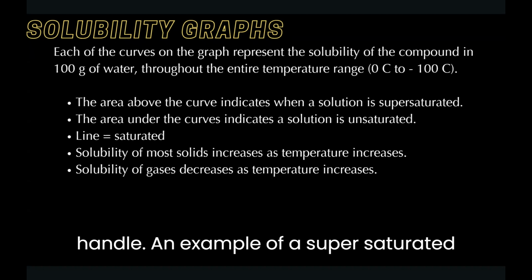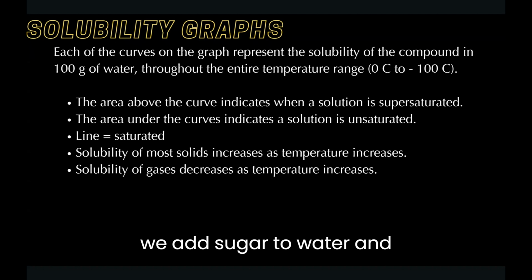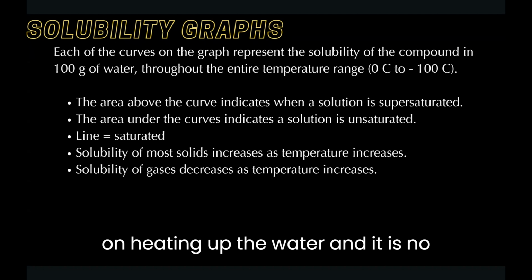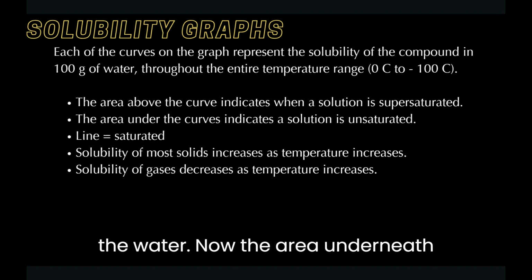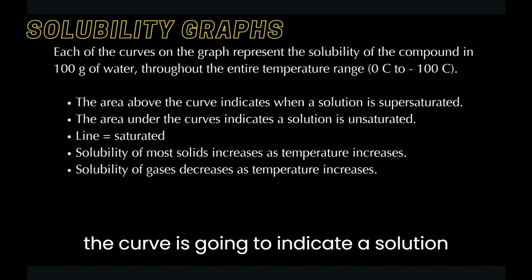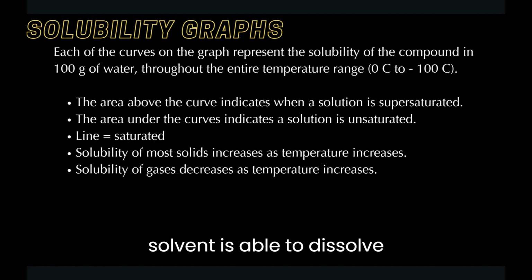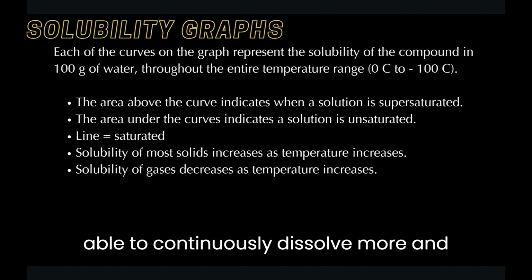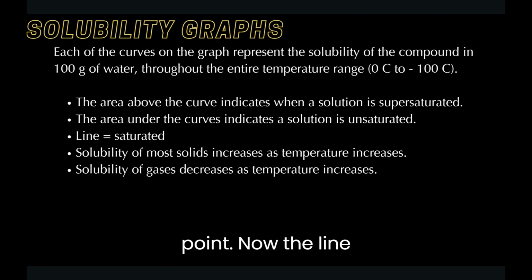An example of a supersaturated solution is whenever we add sugar to water, and whenever we keep on stirring or we keep on heating up the water and it is no longer able to dissolve, that sugar is supersaturating the water. Now, the area underneath the curve is going to indicate a solution is unsaturated. This means that the solvent is able to dissolve more. This is going to be an example when we first put sugar into water, we're able to continuously dissolve more and more sugar until we reach a certain point.